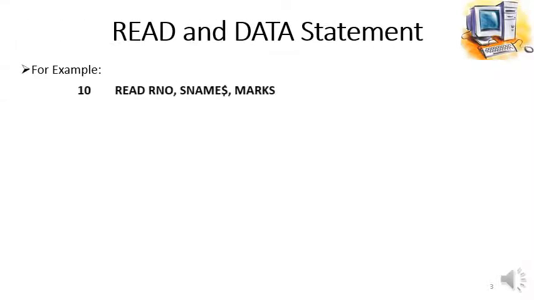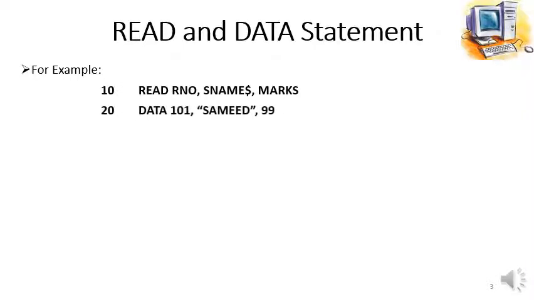For example, let's say we have a read statement in the program, that is read roll number, sname, marks. S name means student name. It's a string variable because the variable name ends with a dollar sign. And then marks is again a numeric variable, just like roll number. Then we are writing the data statement. In the data statement, the first value, which is a constant value, that is 101, this value will be stored inside the variable roll number.